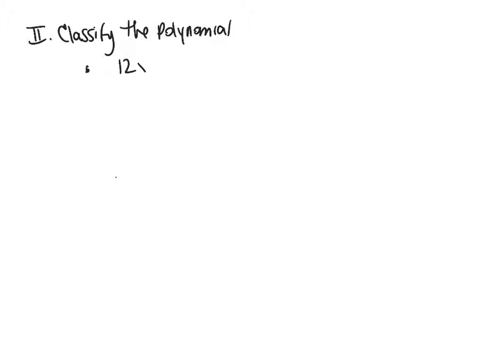Numbers 5 and 6 ask you to classify the polynomial. So if I asked you to classify 12x5y2, you would say that this is a 7th degree monomial. Remember, you add the exponents of the terms.